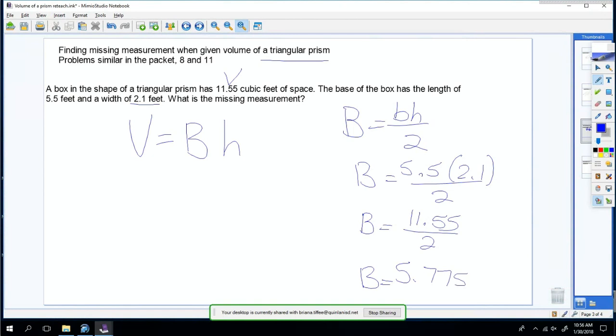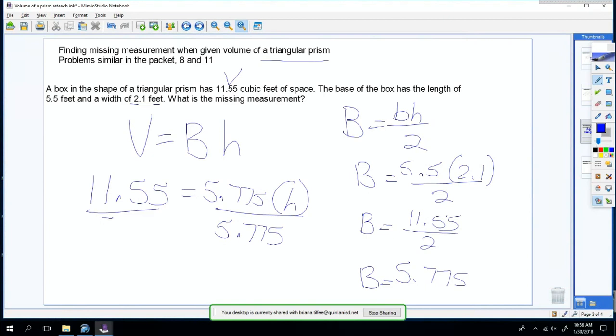Well, now we're going to plug in what I know. So I actually know what the volume is. I know what V is. So I'm going to plug it in. So you get 11.55 is equal to 5.775 times the height. And then you're going to divide 5.775 to both sides to get rid of it. This cancels out. This leaves an H. And 11.55 divided by 5.775 is 0.268. And it continues on, but I'll stop after the third decimal.